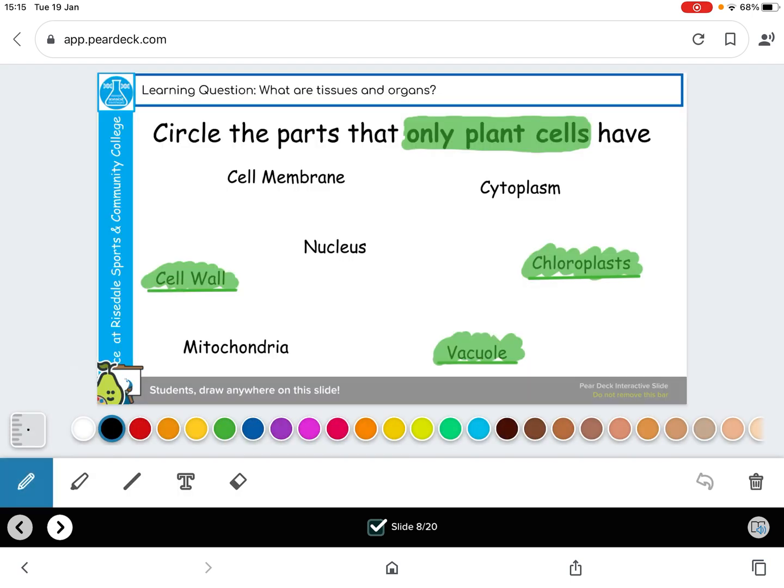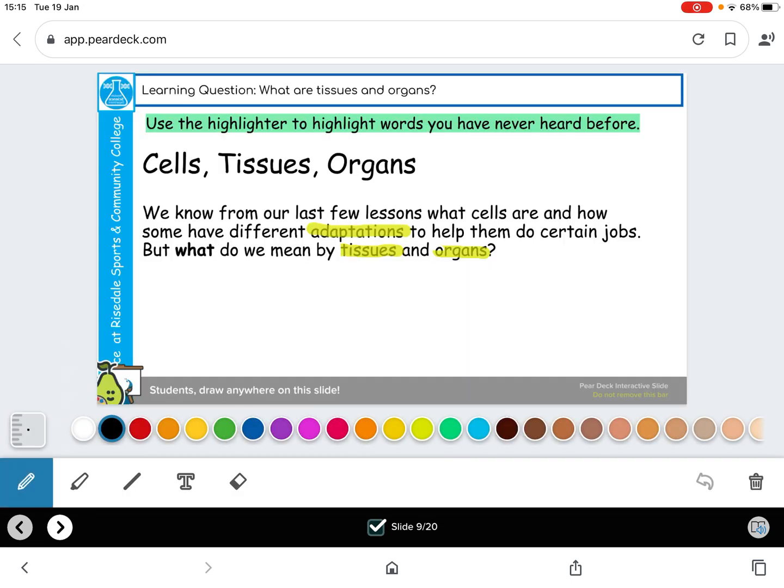And circle the parts that only plant cells have. So we're not looking for parts that are in animal cells as well. So you should have chosen cell wall, chloroplasts, and vacuole. Now, on these slides, I asked you if you could highlight words that you didn't know or you hadn't heard, and that makes it easier for me to explain if I know which words you're struggling on. So we know from our last few lessons that some cells have adaptations, and adaptation is just a feature that makes it better at its job, like a sperm cell has a tail to make it better at swimming.